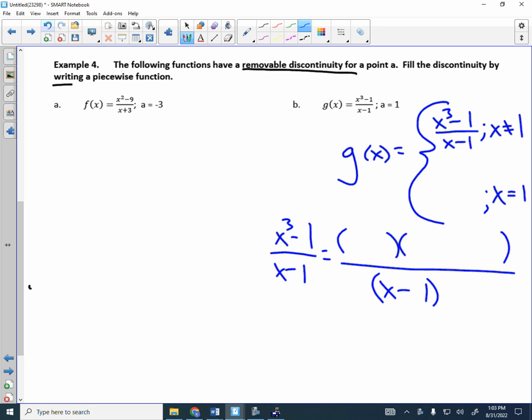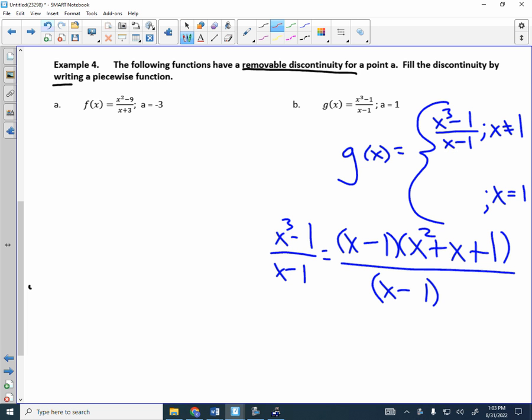So what do you cube to get x cubed? X. And what do you cube to get 1? 1. Plus or minus? Minus. Everybody see that? Now, square the front. X squared. Square the back. 1. Multiply the two together. X. The end is always positive. This is opposite whatever that is. Okay, so I factored it correctly.